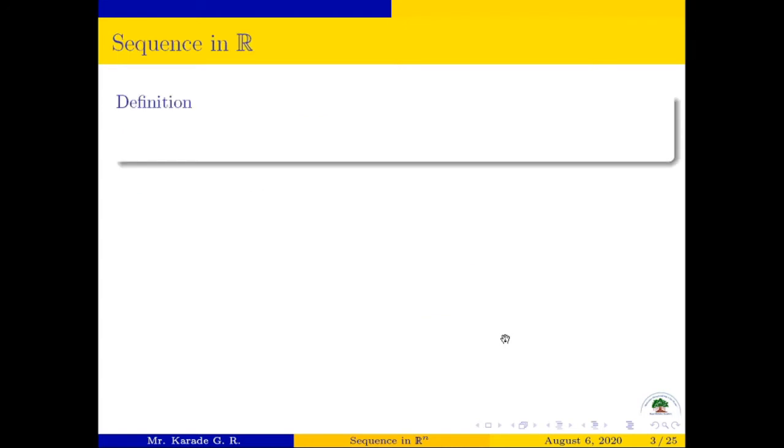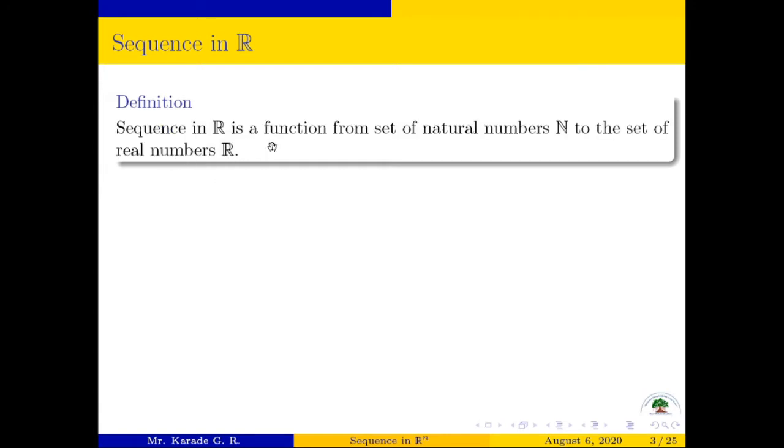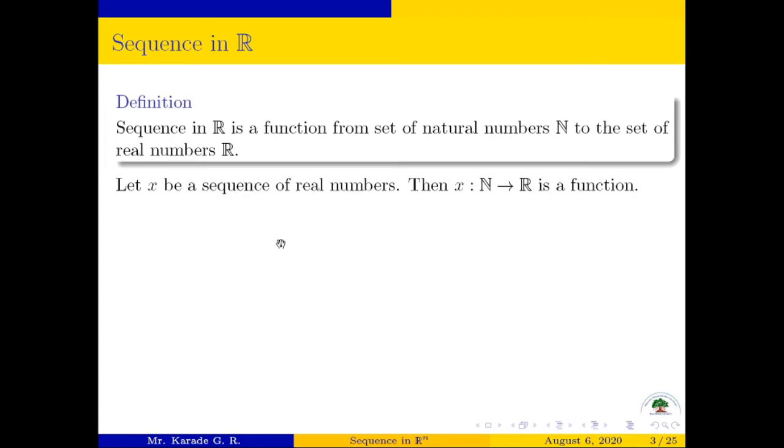First of all, we define sequence in R. So let us write the definition. A sequence in R is a function from the set of natural numbers N to the set of real numbers R. Let x be a sequence of real numbers, then x is a function from the set of natural numbers to the set of real numbers.